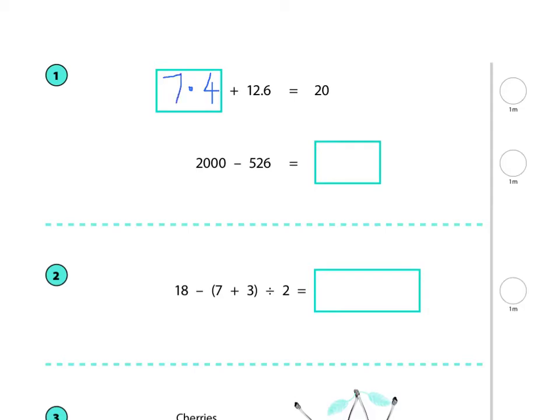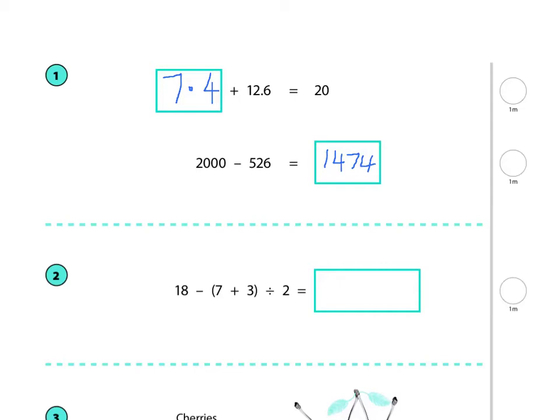Now the second part, I would use a similar technique. So I would add on to 526 until I get to 2000. What would I add on to 526 in order to get to 530? Well, that would be 4. If I'm at 530, what would I add on until I get to 600? Well, that would be 70. So I'm at 600. What would I need to add on to get to 2000? Well, that would be 1,400. And that gives me the answer 1,474.